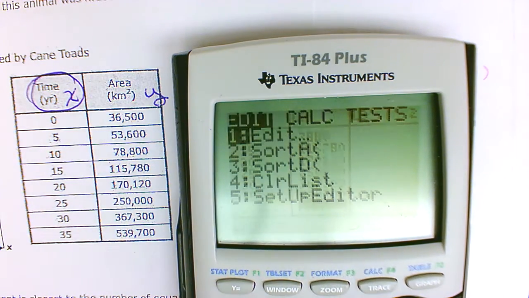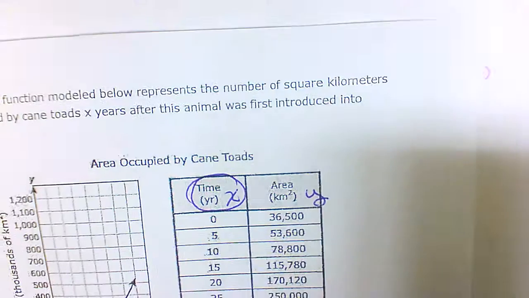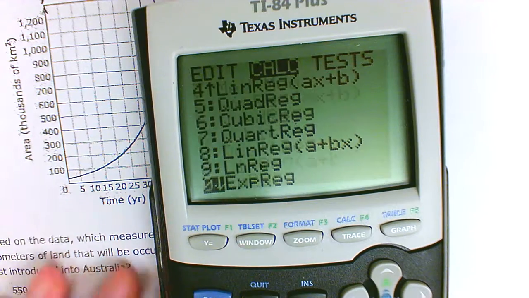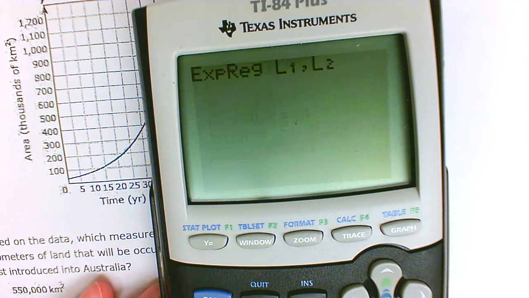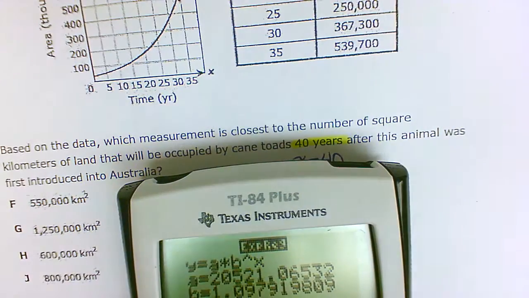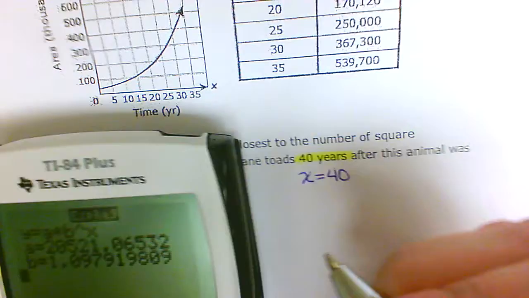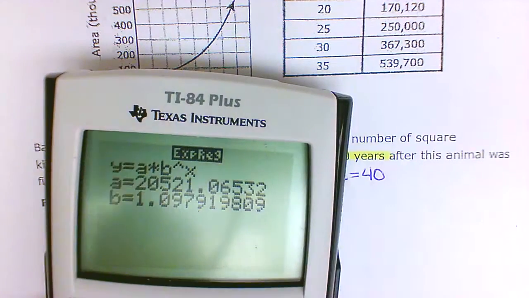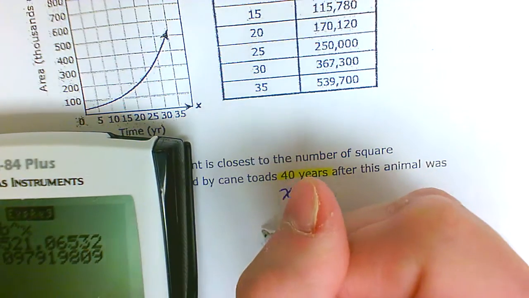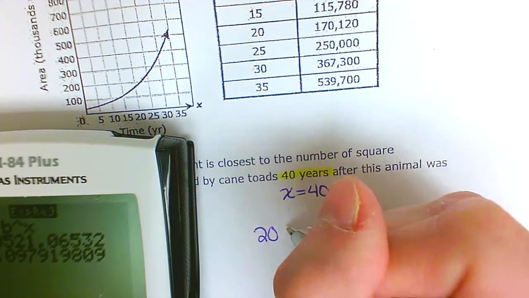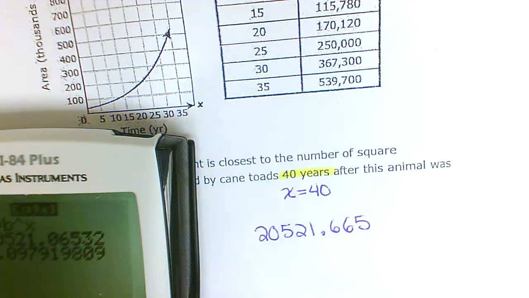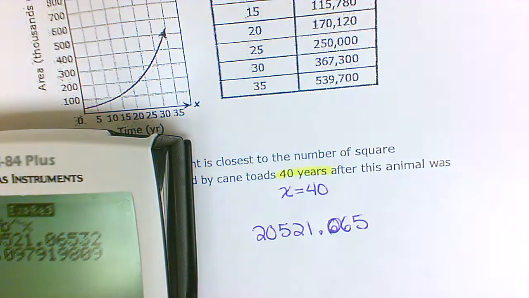Okay. And then I'm going to stat calculate. Now in this problem they told us that we were dealing with an exponential function, so I'm going to go all the way down and select 0 for exponential. Now my numbers might not be exact right here, but I'm just going to use this to write my equation. When they have a times b to the x power, that little up arrow right there means it's an exponent. So I would have my a value, and I'm just going to round. I've got 2521.065. I'm just going to put 3 decimal places, 065.